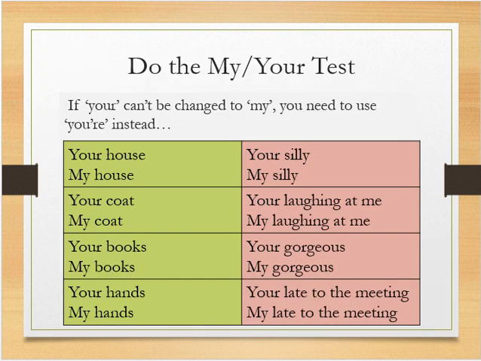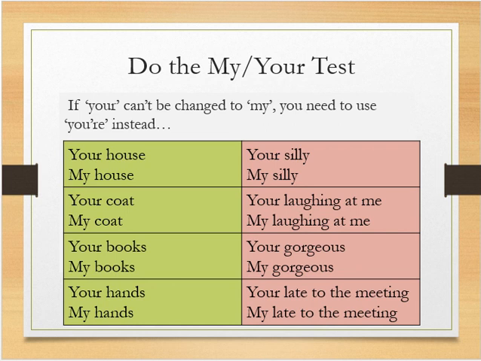One of the strategies, one of the tips or tests that you can do, is to think about whether you can do the my/your test, which means if your can't be changed to my, you need to use you are instead. So on the left hand side here we've got my house, your coat, my coat, your books, my books, your hands, my hands, and so on. All of those make sense, which means we have used the correct your.